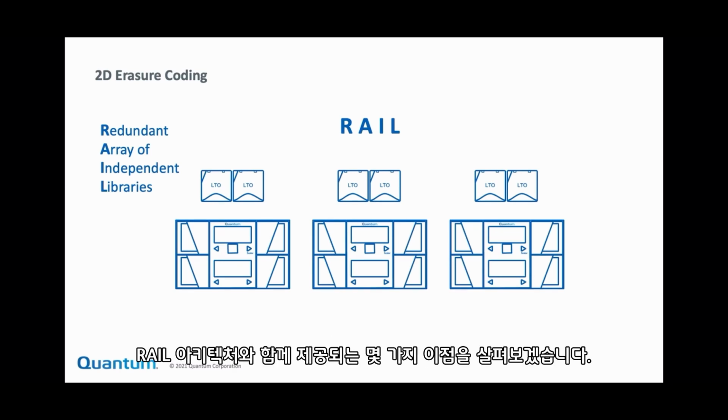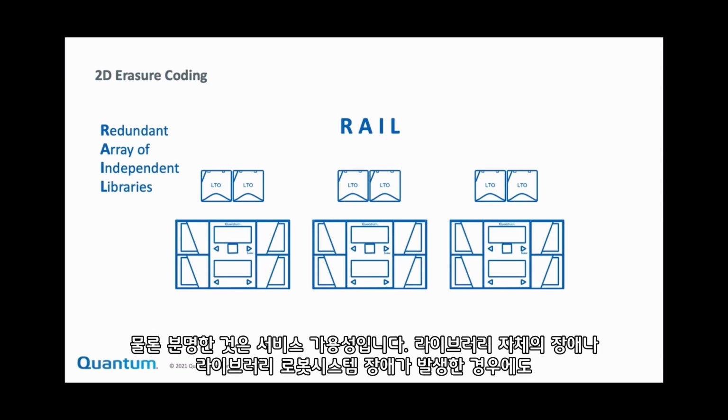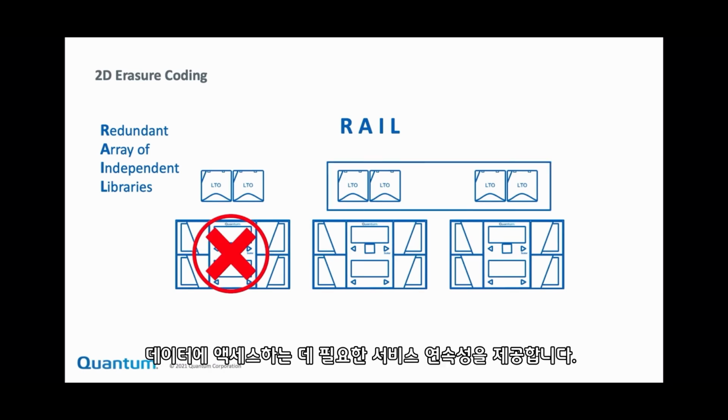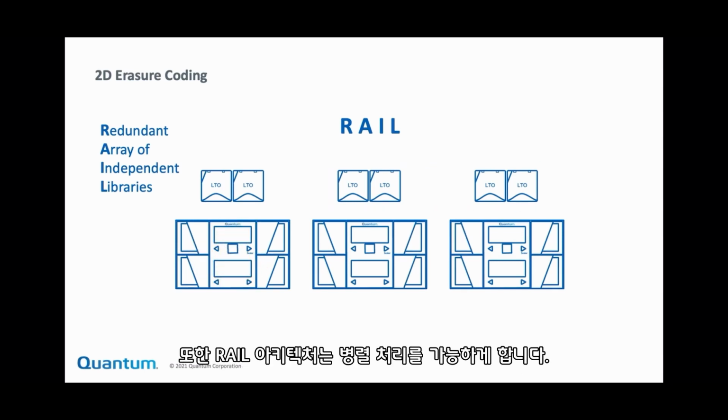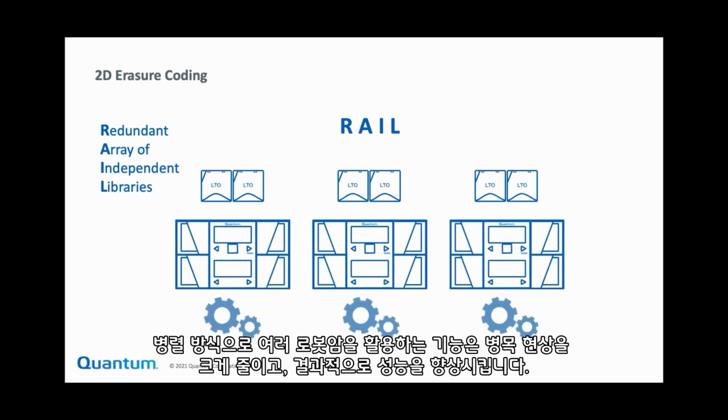Now let's look at some of the benefits that come with the RAIL architecture. The obvious one, of course, is redundancy. If you were to lose a library or have a robotics failure, you still have the redundancy required to access your data. And this level of redundancy comes without the expense of a multi-copy strategy. Additionally, the RAIL architecture enables parallelism, the ability to leverage multiple robotic sets in a parallel fashion greatly reduces the bottlenecks and in turn improves performance.